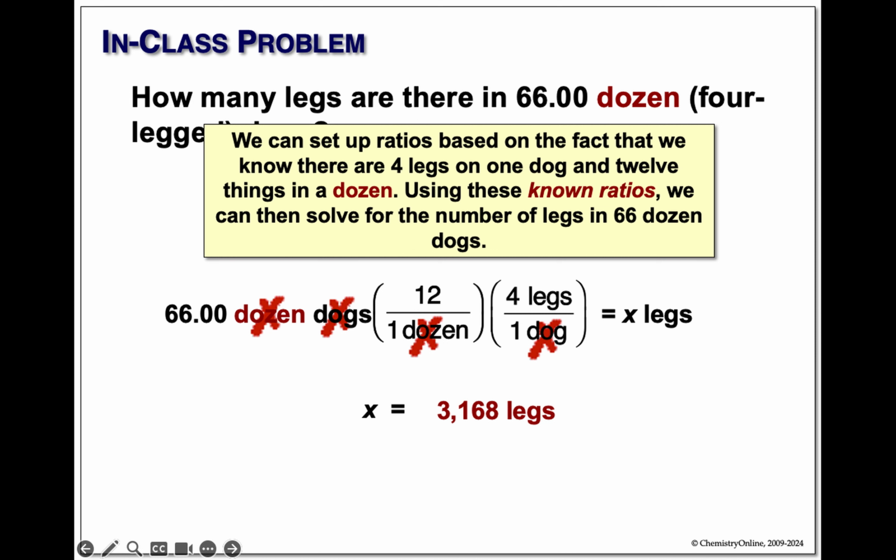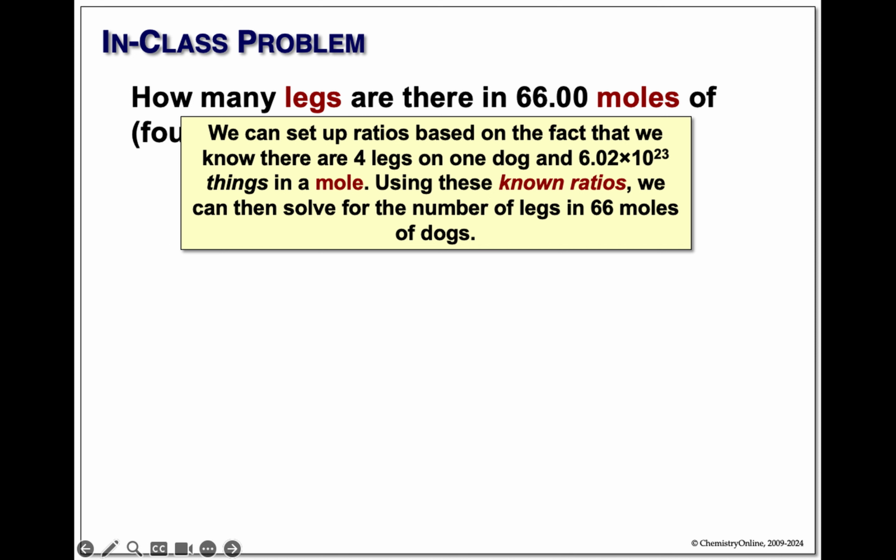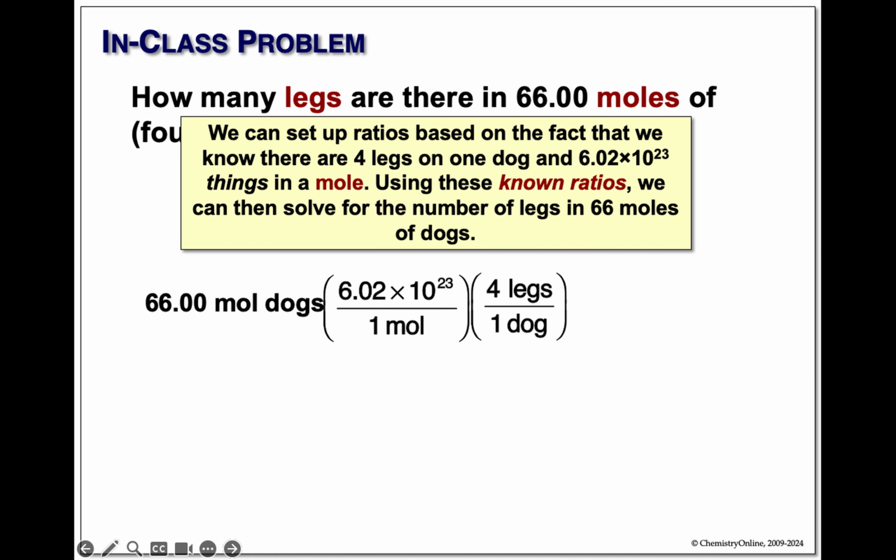Change the problem just a bit. We now have 66 moles of dogs. How does that change the calculation? We know there are 6 times 10 to the 23rd things in a mole instead of 12 in a dozen. We still know there are 4 legs in a dog. Take our given, multiply it by this ratio and then the dog ratio. Again, both of these are in the denominator, and they cancel.